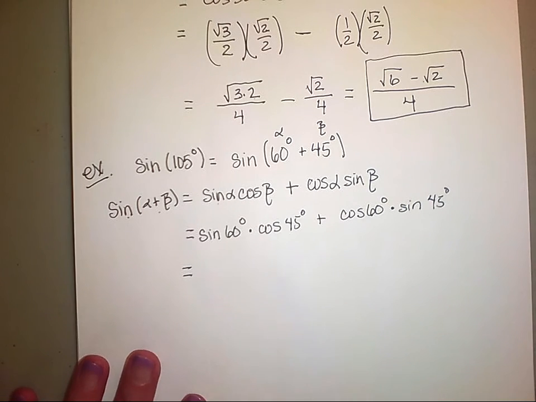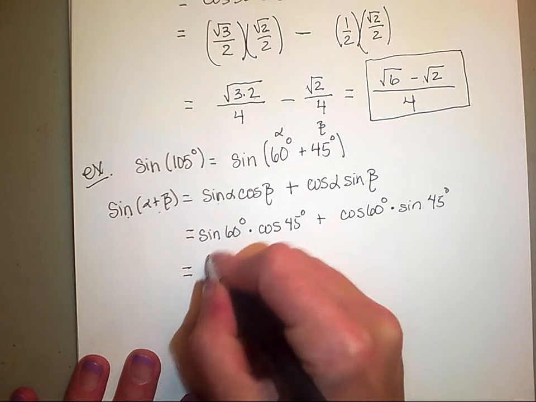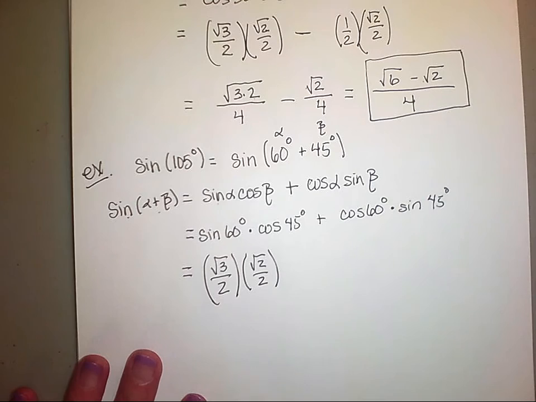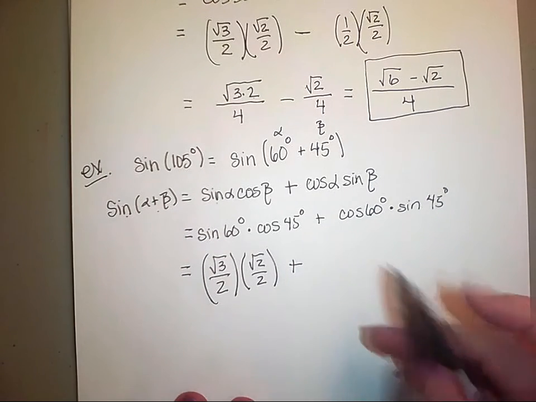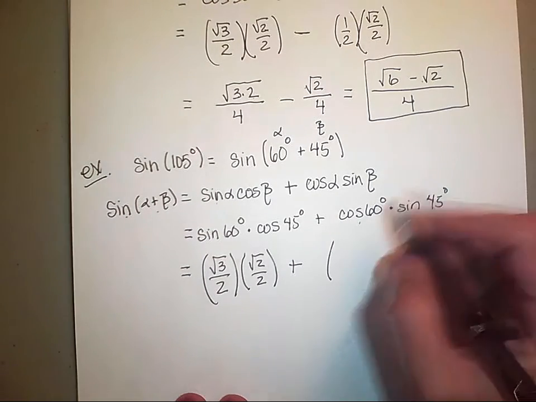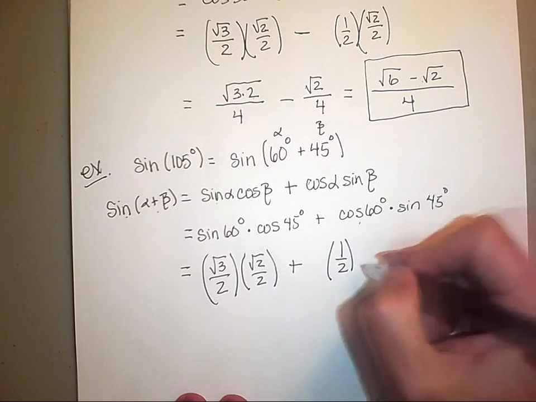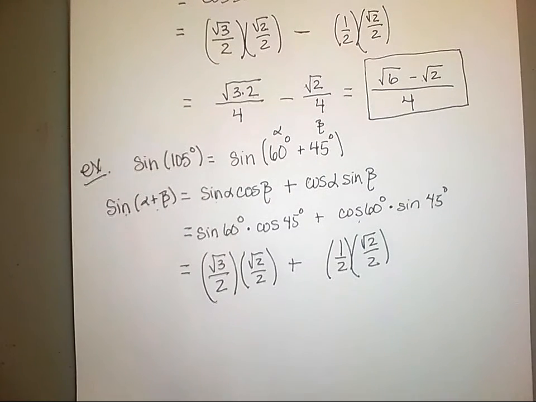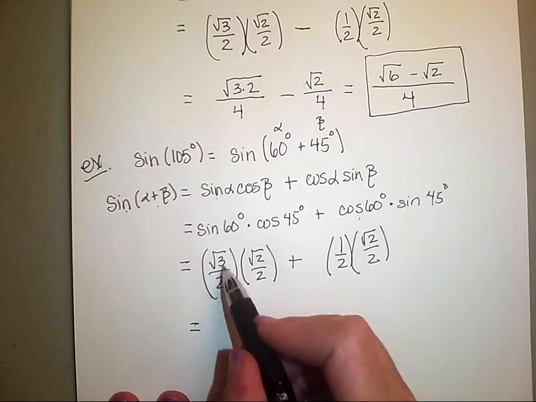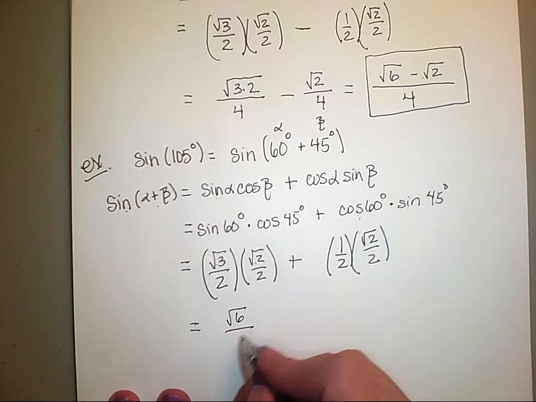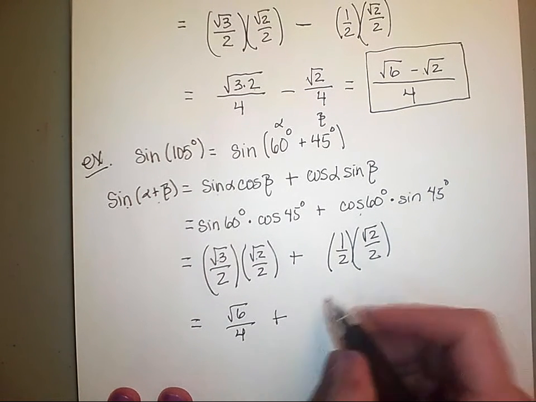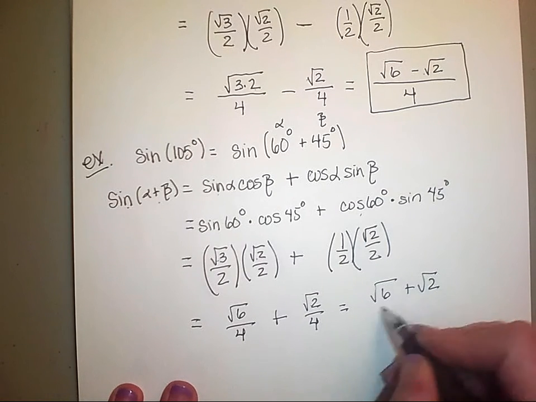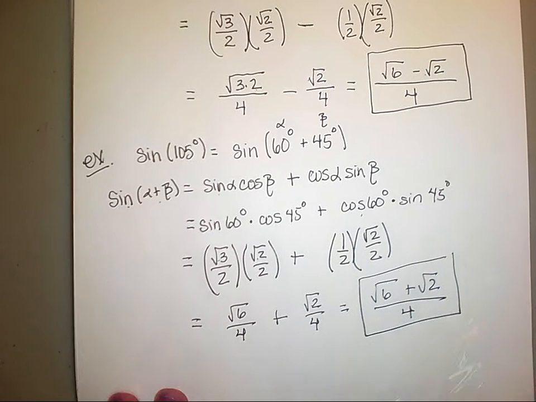And now we can just evaluate. Well, the sine of 60 degrees is square root of 3 over 2. I need to multiply that by the cosine of 45, which is root 2 over 2. Then here I have a plus. Then the cosine of 60 degrees is 1/2, and the sine of 45 degrees is root 2 over 2. And then by the same logic, we'll multiply these together. Root 3 times root 2 is root 6 over 4, plus root 2 over 4, which we could write as root 6 plus root 2 over 4.